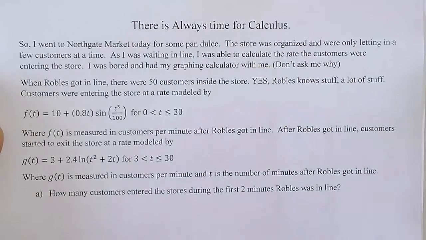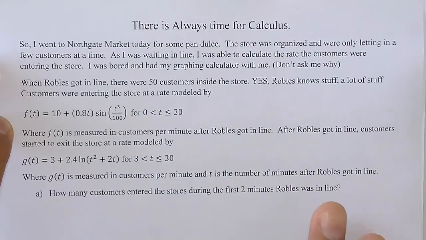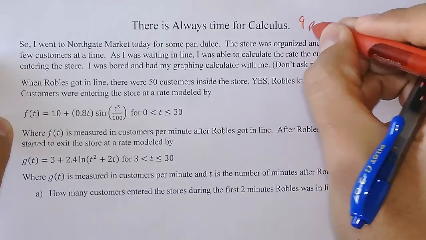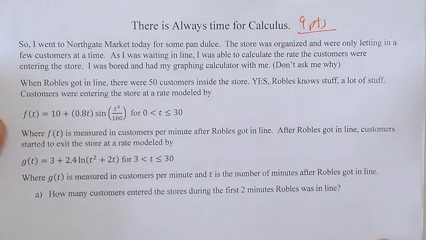Good morning, class. I want to talk about the time that Robles went to Northgate. It is an AP type question, and I want to grade it as an AP question. So for this problem, there's going to be 9 points possible, which we'll talk about the grading in a bit. So let's read it.